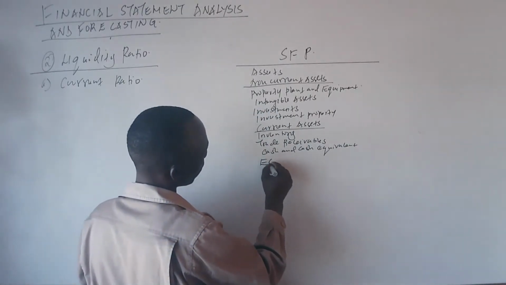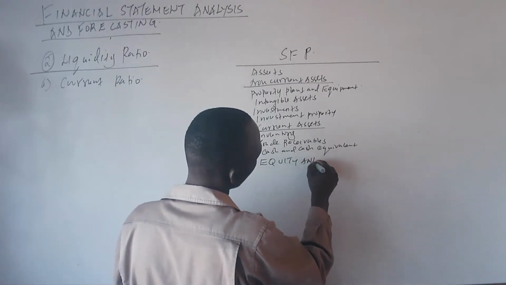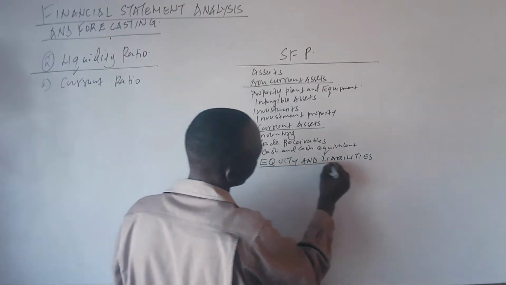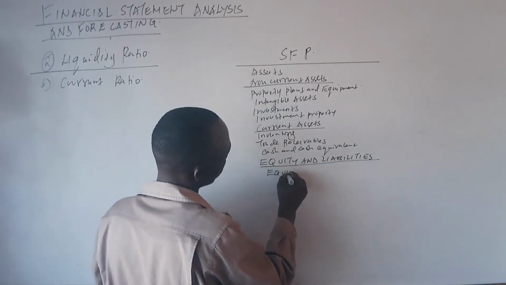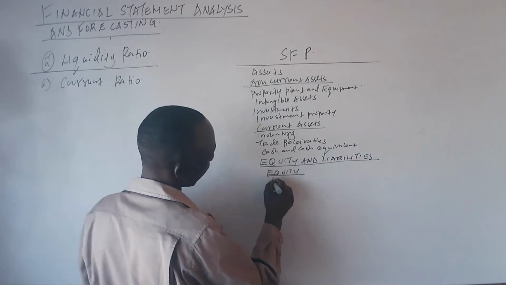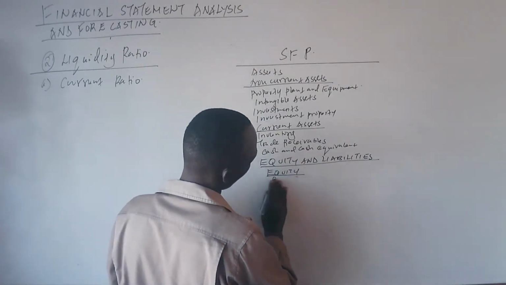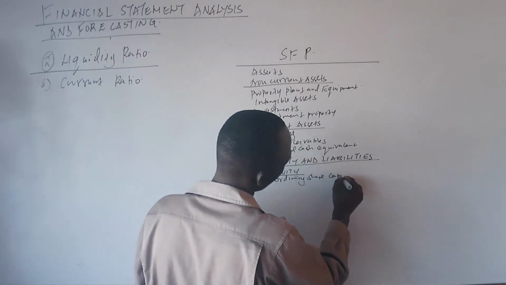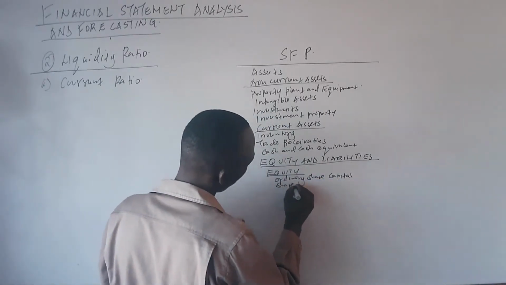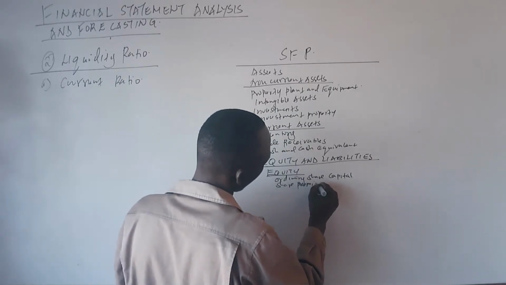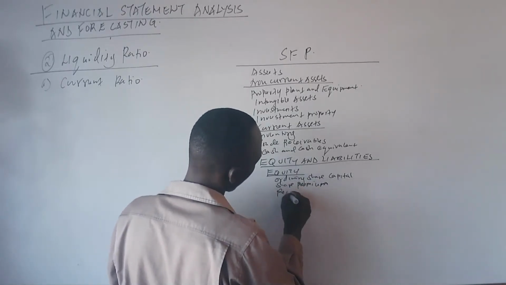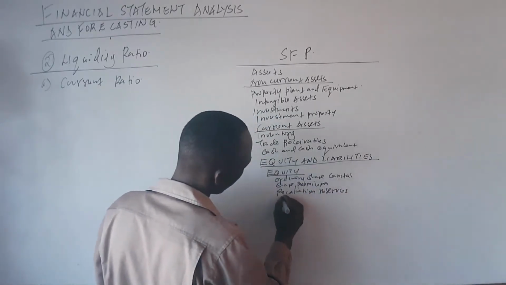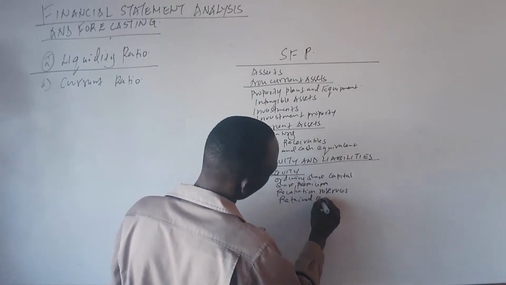Then we go to equity and liabilities. Under equity and liabilities, we start with equity. For the equity, we have ordinary share capital. Then above there we have the share premium. Then we have revaluation reserve. Then we have the retained earnings.